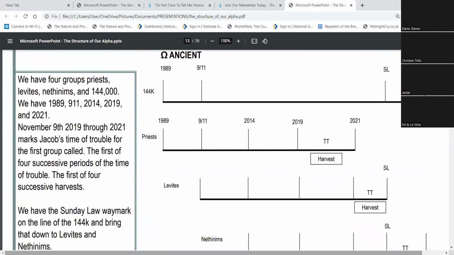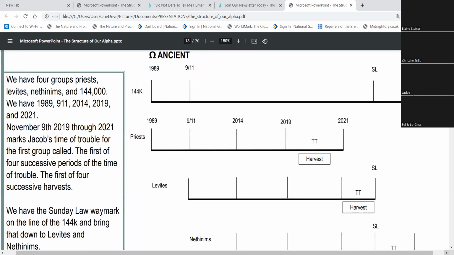So we have 4 groups: priests, Levites, Nethinims, and the 144,000. We have 1989, 9/11, 2014, 2019, and 2021. November 9th, 2019 through 2021 marks Jacob's time of trouble for the first group called. The first of 4 successive periods of the time of trouble. The first of 4 successive harvests.